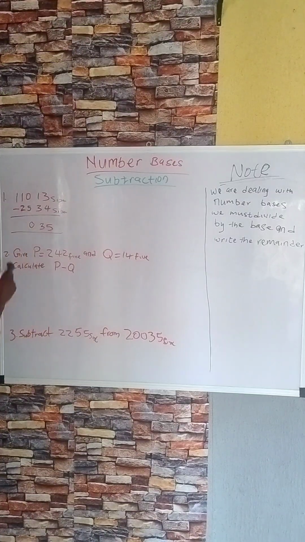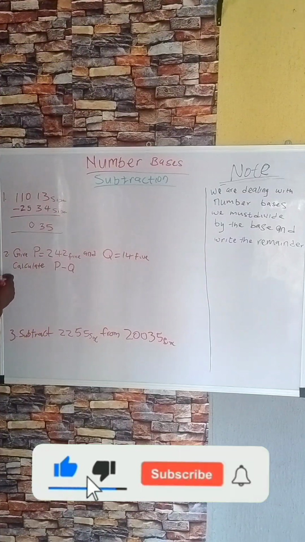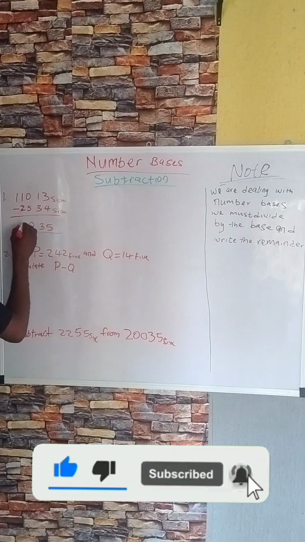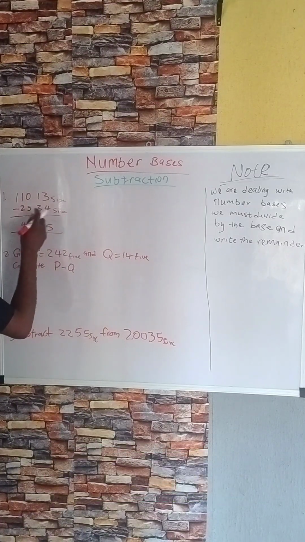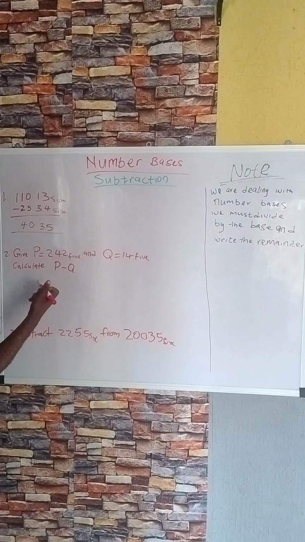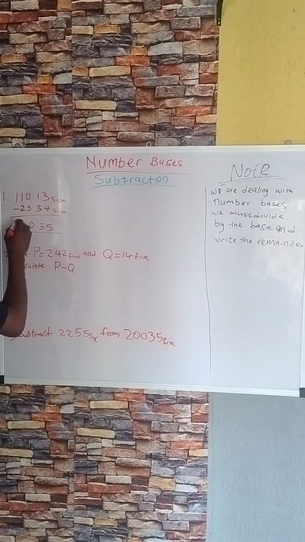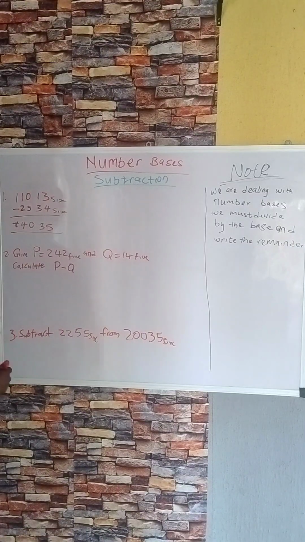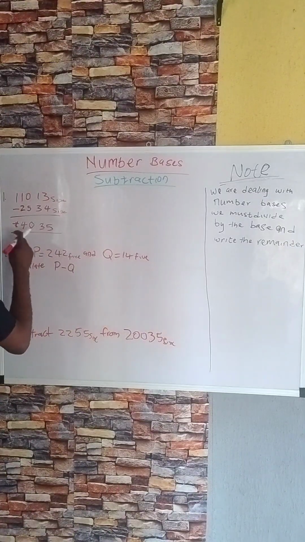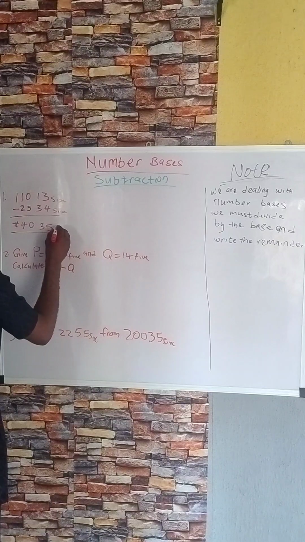6 minus 2 will give you 4. So this will be 4. Because 4 divided by 6 is 0, remainder 4. So there is nothing here. And this will be your answer, base 6.